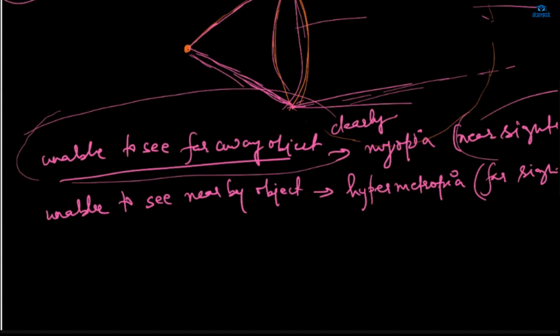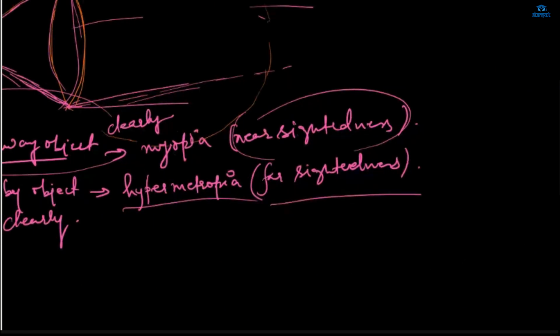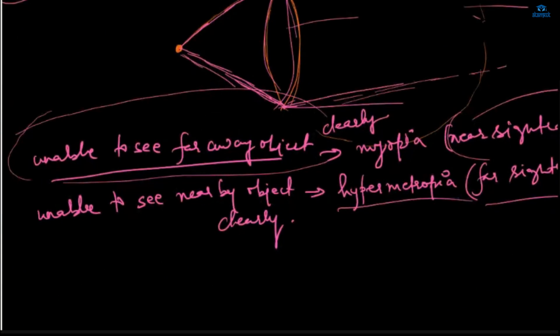In hypermetropia, the person is unable to see nearby objects clearly, while faraway objects can be seen clearly. Anyone can have these two. Generally in old age we get hypermetropia, while in school age and college age we usually get myopia.